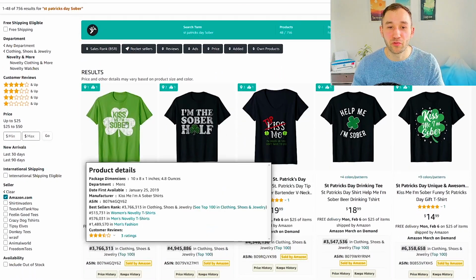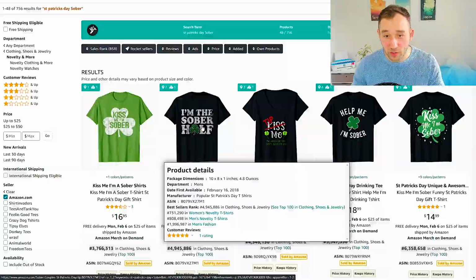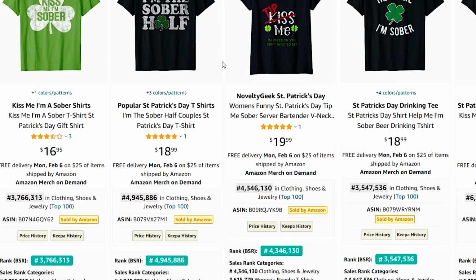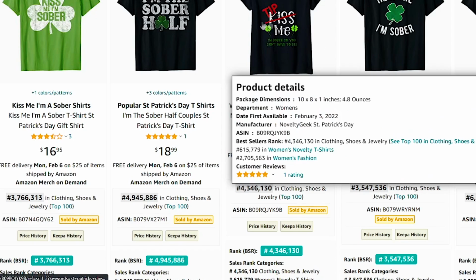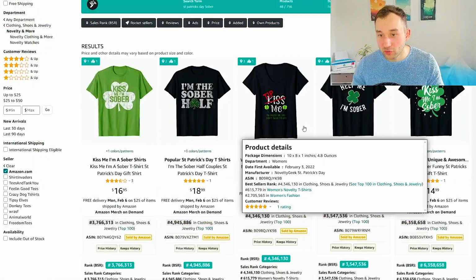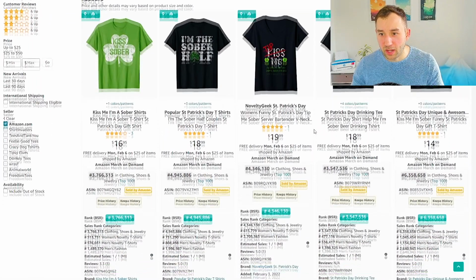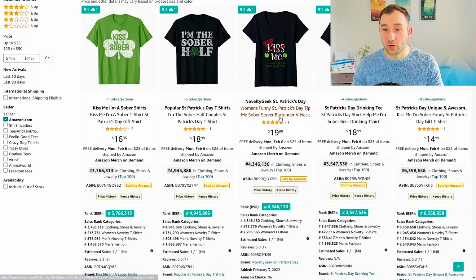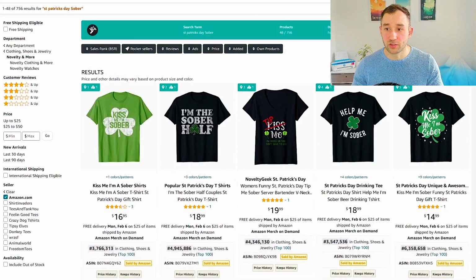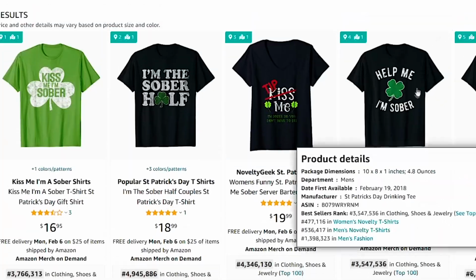So here we've got some designs to say, kiss me, I'm sober, I'm the sober half. So potentially the woman that goes out with the man who's drinking, something like that. Here we've got kiss me crossed out, and it says tip me, I'm sober so you don't have to be. And that is obviously a great design idea for a bartender who's working on St. Patrick's Day. So maybe consider that as a sub niche as well. St. Patrick's Day plus bartender, and we've got help me, I'm sober.